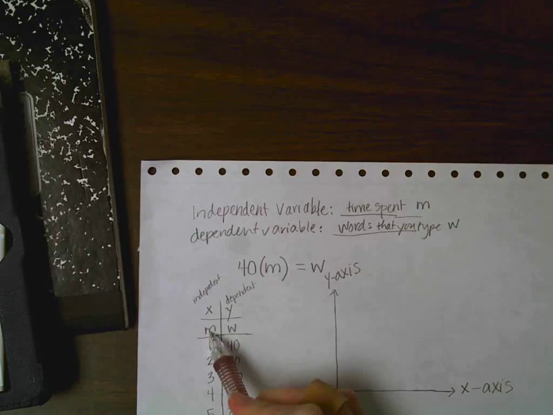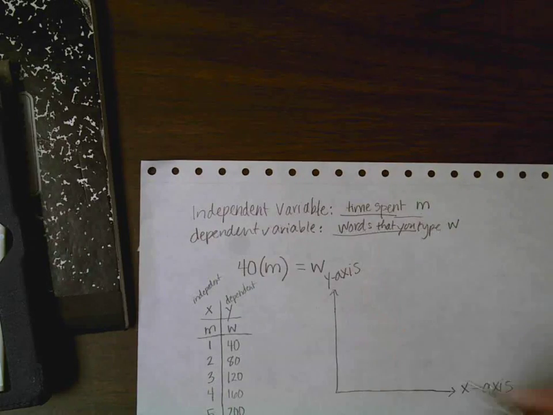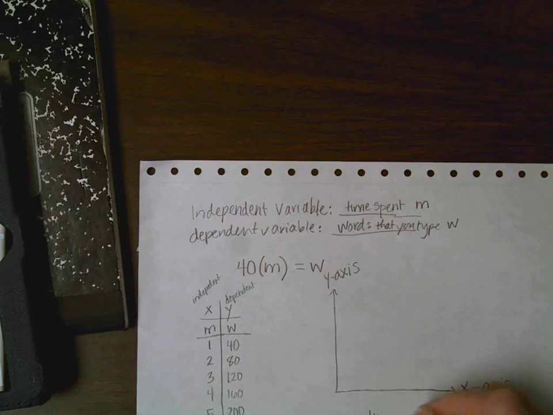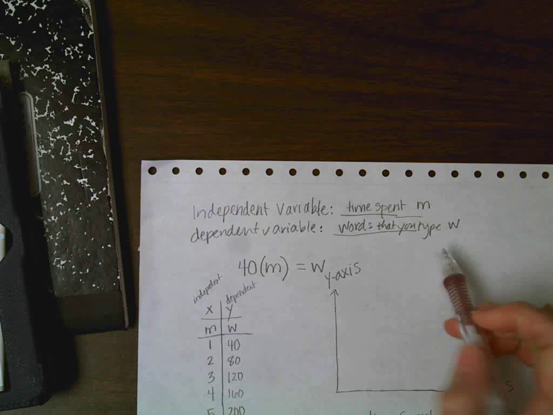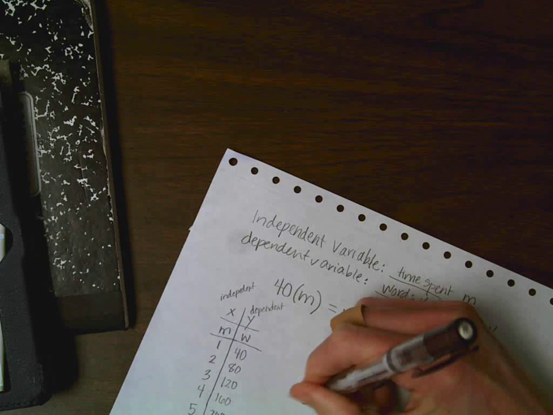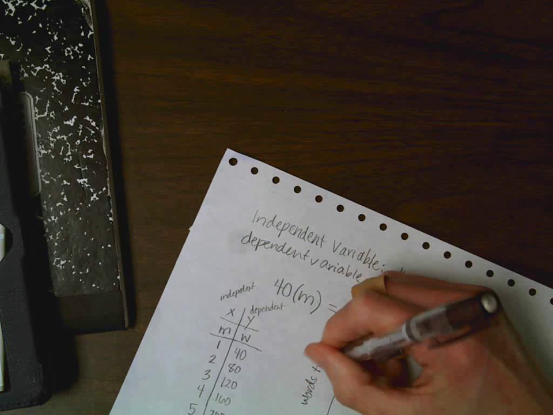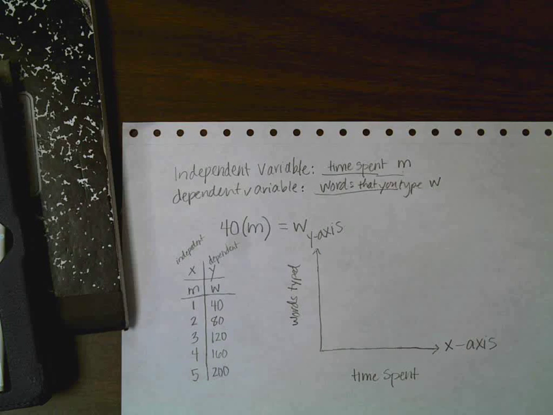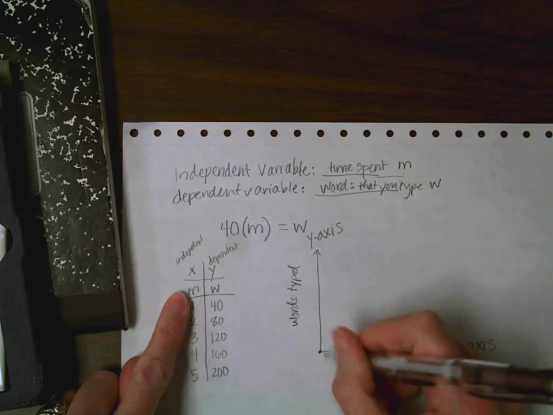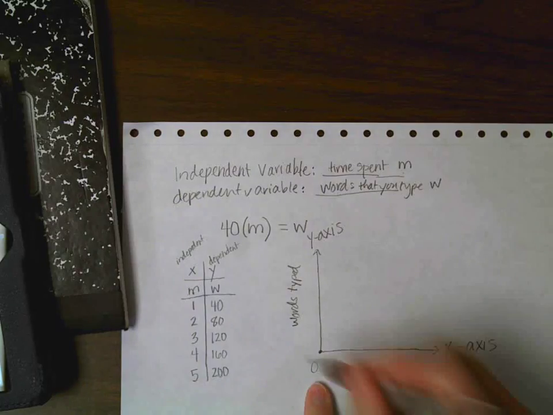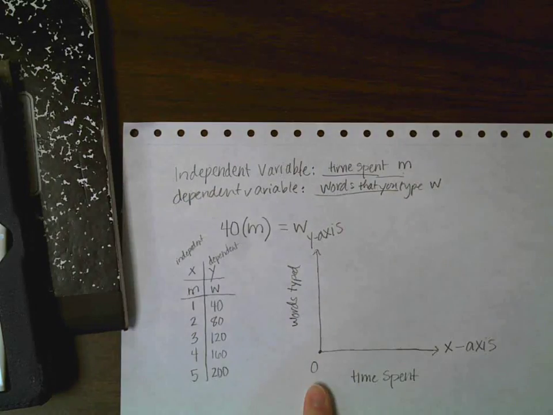What was the x? So go back up to the x. The x is m, so the m is time spent. You're going to write time spent down here. The w was the dependent, so you're going to go up here and you're going to write words typed. Yes? Okay, so now we have all our labels, and on a graph, it is super, super important to remember to label your graph, because if you don't, then you can't put anything on it. So time spent, and this location right here is always 0, so that means 0 minutes gives you 0 words.